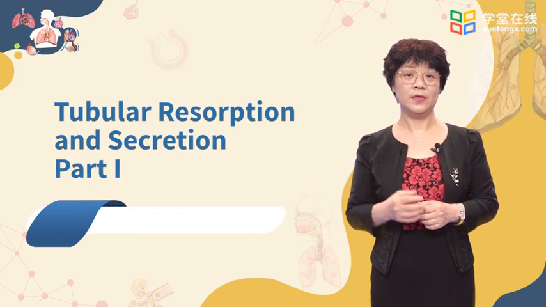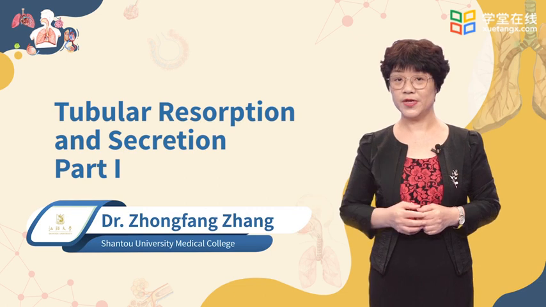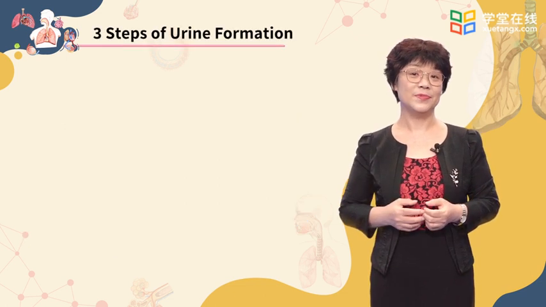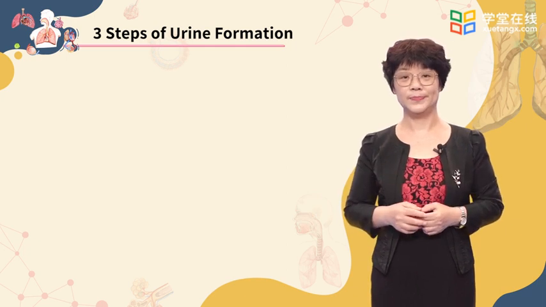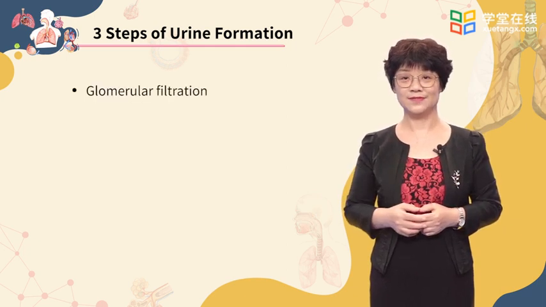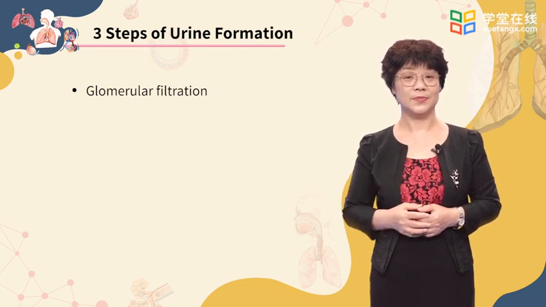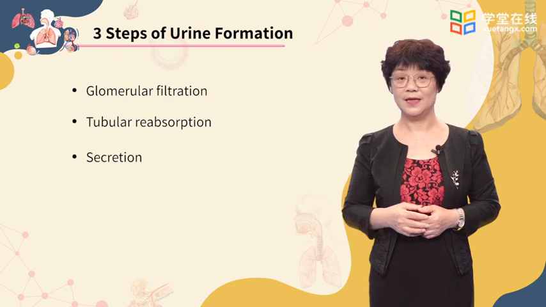You may already be aware that urine formation involves 3 steps. Last time, we discussed the first step, glomerular filtration. This time, we'll talk about the other 2 steps, tubular reabsorption and secretion.